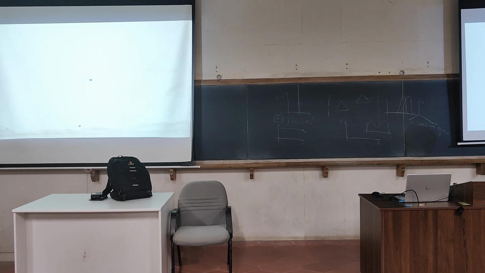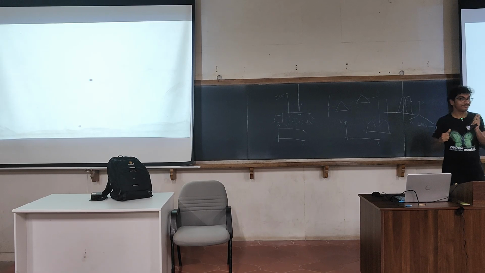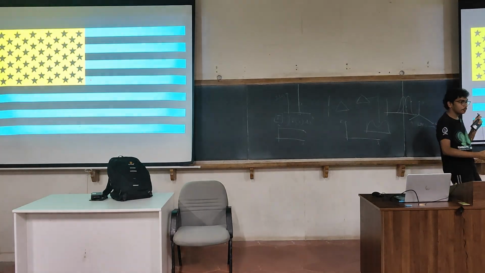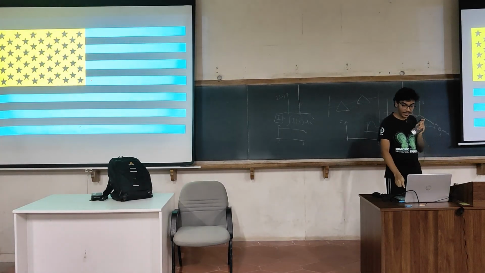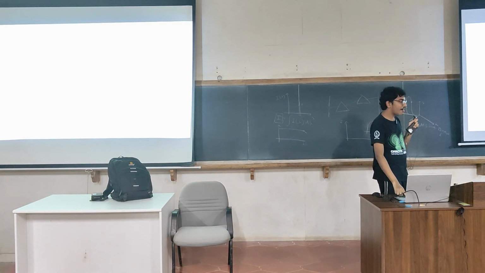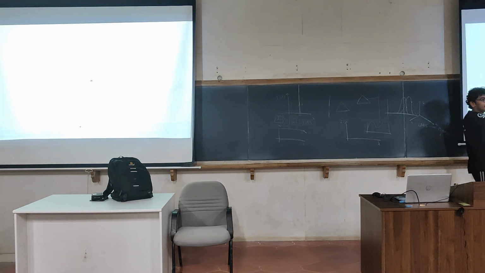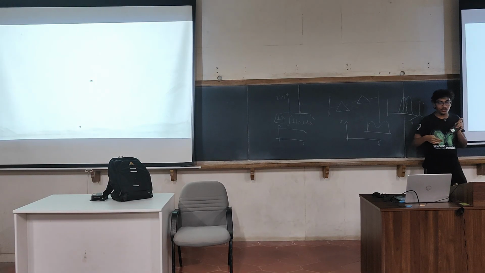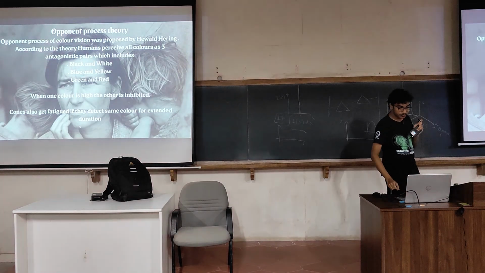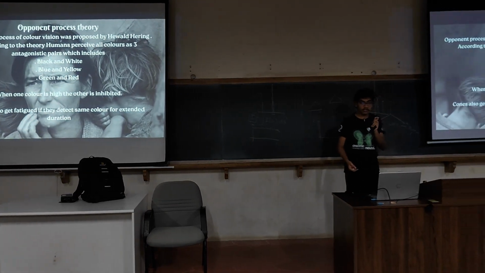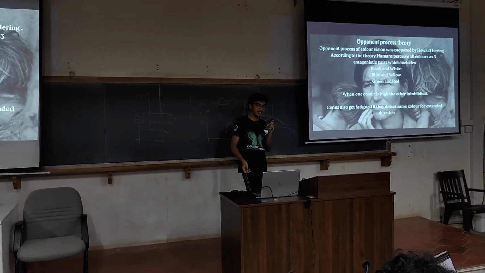Shadows. Okay. The US flag. You guys should have seen the US flag, because what I showed here was the negation of the US flag. So what happens here is what we call the after image. And why does the after image occur? The tricolor theory that was proposed was not able to explain these after images. So that is when we came up with the opponent process theory, proposed by Hering in the late 19th century.